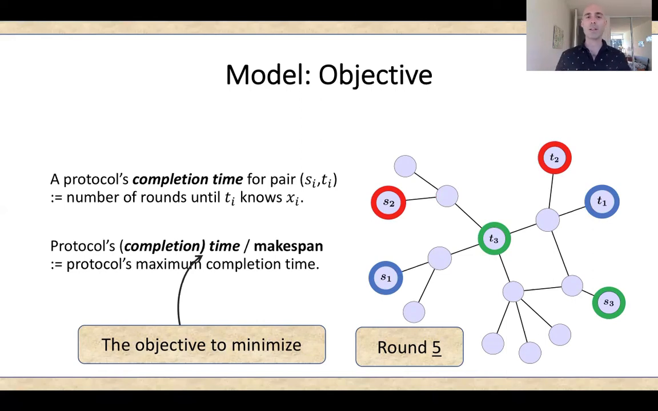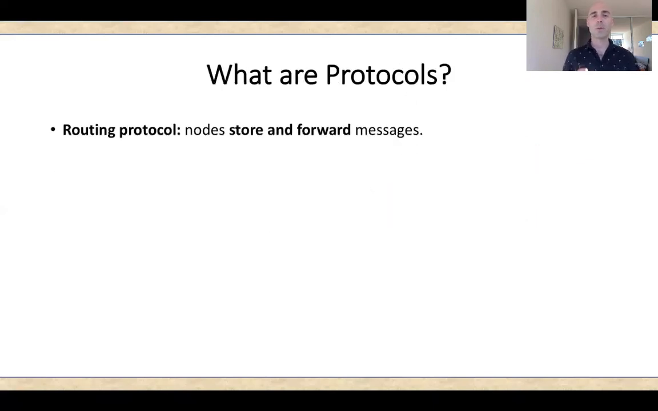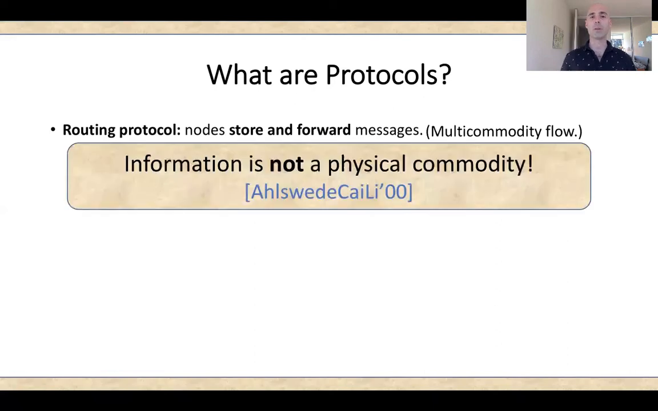Okay, so we're clear about the input, output, and objective. Now let's be a bit careful about what we mean by protocols. In the previous slide, what we saw was an example of a routing protocol, which only stores and forwards messages it received. And this can be thought of as some kind of multi-commodity flow, where we have flows that correspond to each of these messages, as though they were physical packets, and we're sending them along maybe a road network. But as it turns out, as pointed out in a highly influential work in the early 2000s by Ahlswede et al., information is not a physical commodity, and there are more things we can do.